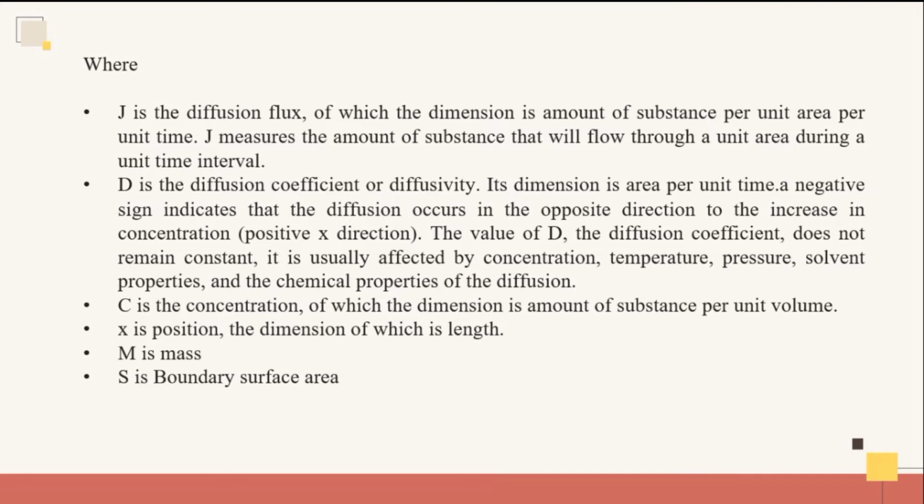In the positive x direction, the value of D, the diffusion coefficient, does not remain constant. It is usually affected by concentration, temperature, pressure, solvent properties, and the chemical properties of the diffusing substance. C is the concentration, of which the dimension is amount of substance per unit volume. X is position, the dimension of which is length. M is mass, S is boundary surface area.